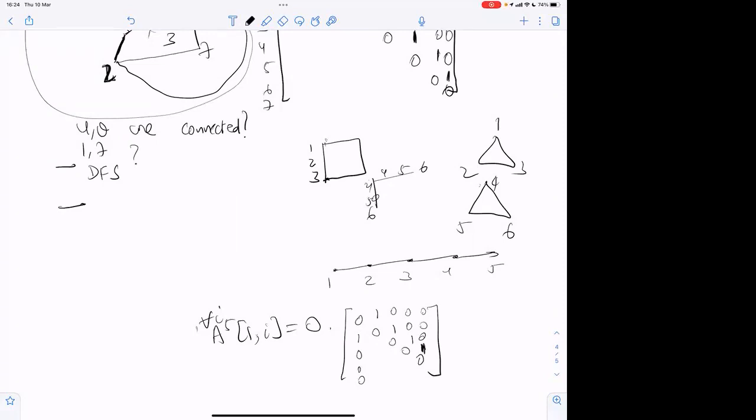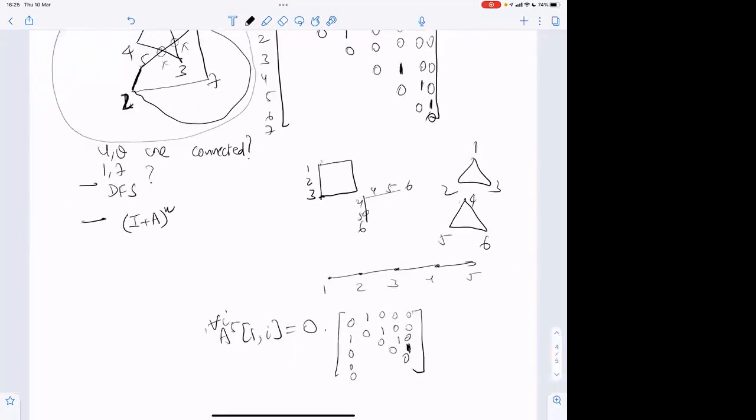Yes, yes. So A to the n directly does not work. How about checking for some n whether it is non-zero? Yes, that could be one way. The other simple way is just checking whether (I plus A) to the power n is non-zero. Basically, I'm saying you add self loops. N minus 1, in fact, would work. So you add self loops here.